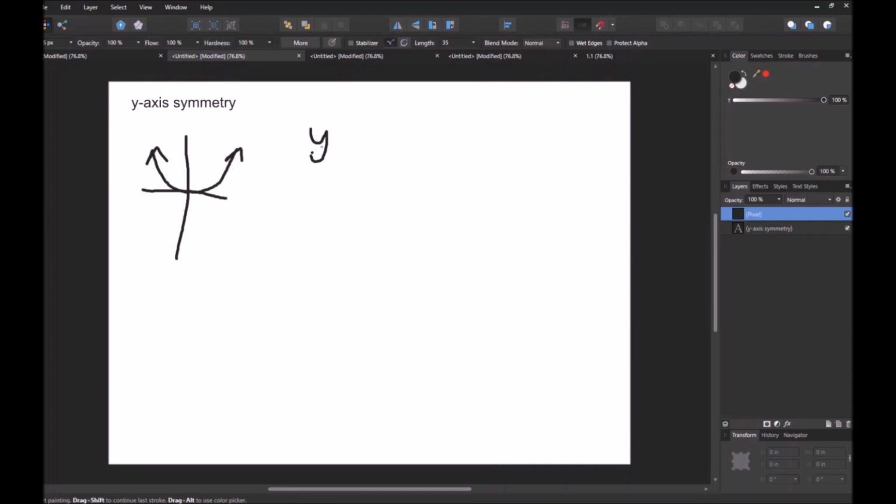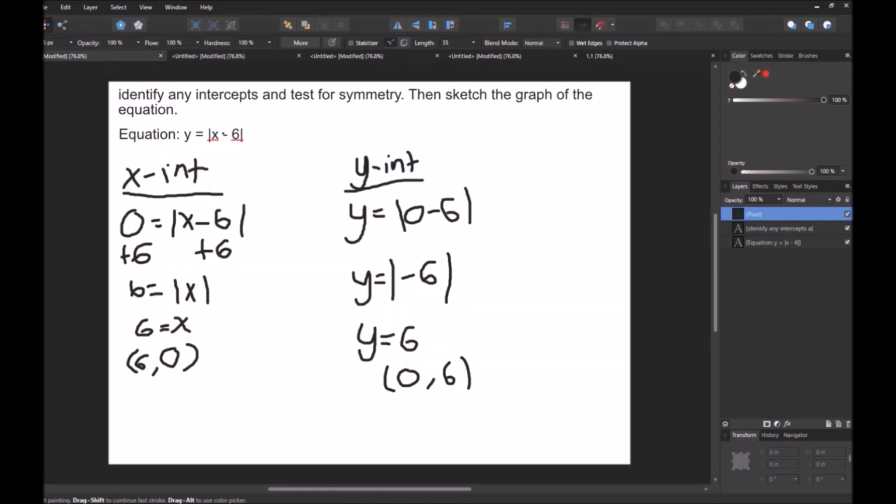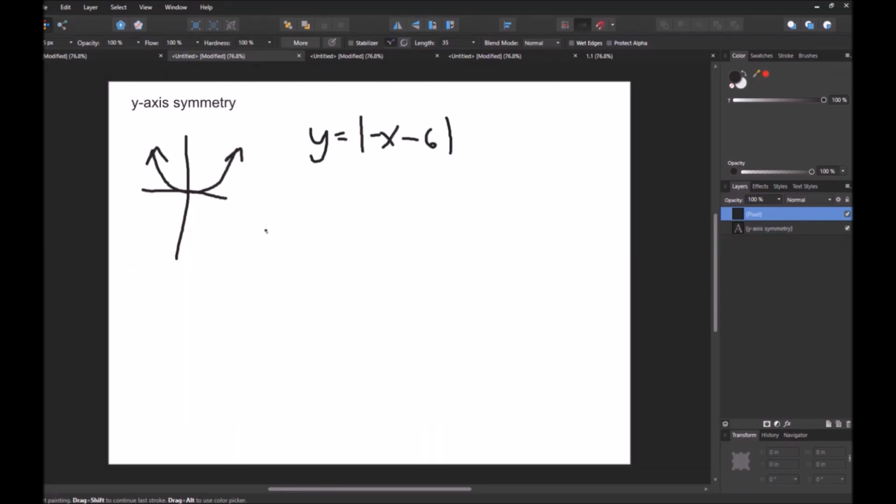So we're going to start with y equals the absolute value of negative x minus 6, in between the absolute value brackets. So we can't really evaluate this any further than what it already is, and we can just see that it's not the same equation. So this is not symmetric with the y-axis.